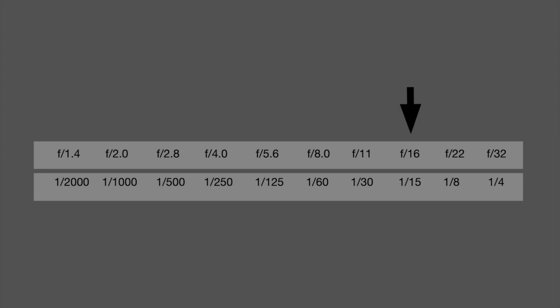And if you're reducing the light that is coming through your lens 3 times, from 5.6 to f/16, you have to add 3 times more light through your shutter, from 1/125 of a second to 1/15 of a second. So that's what I mean about the beauty of the system.